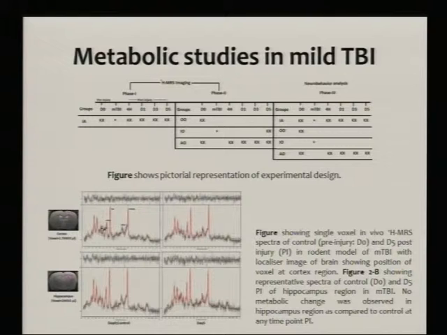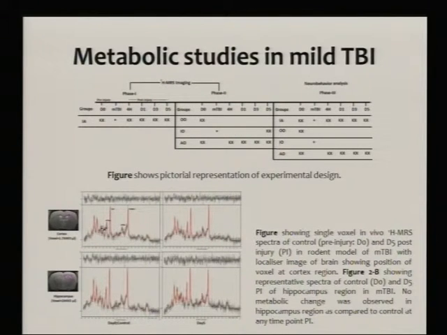Then in the next set of study, we tried to see the metabolic profile of the animal with mild traumatic brain injury. So we did this study in three phases. In the first phase, PMRS, proton magnetic resonance spectroscopy, was done in the animal before injury, at 4 hours, day 1, day 3 and day 5. Then in the second phase, we also gave anesthesia at the time of imaging as well as at the time when we gave the injury.